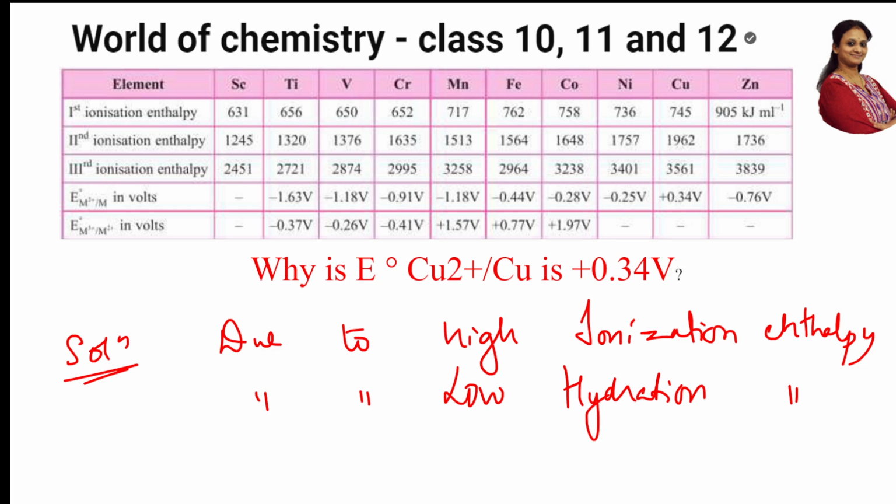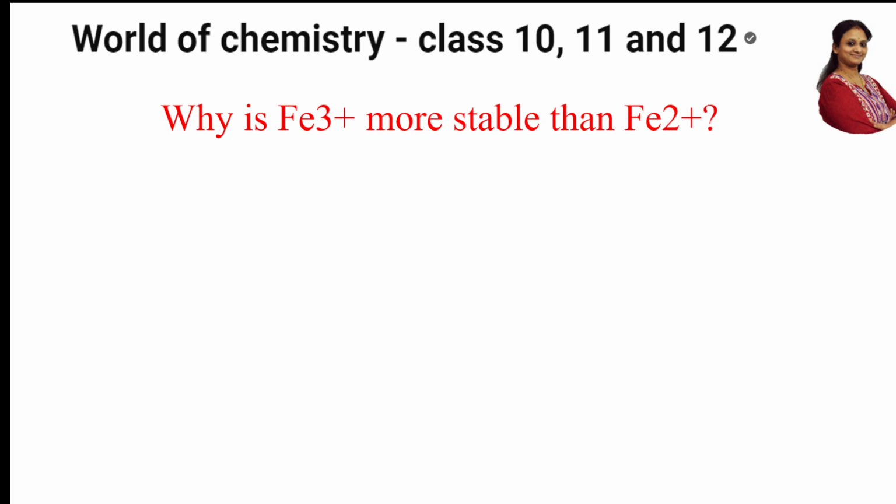Done. Next question. Why is Fe3+ more stable than Fe2+? Again, the same concept comes down to electronic configuration. What is the iron electronic configuration? It is argon 3d6 4s2.